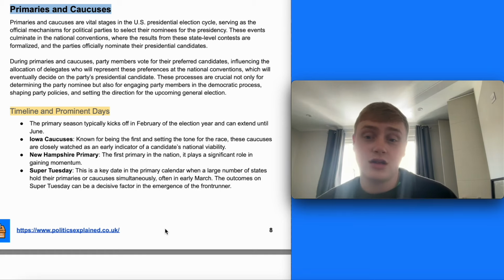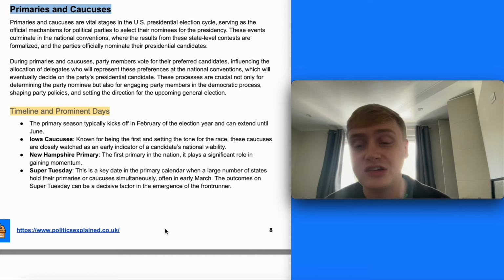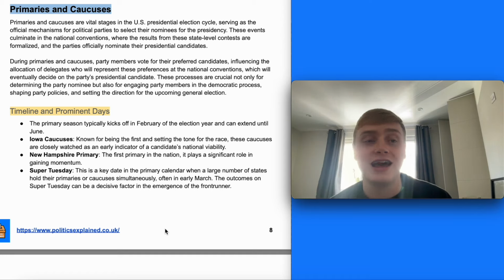Then the more important side is primaries and caucuses, and this is once you get into the election year. So they serve as the official mechanisms where political parties select their nominees for the presidency. These events culminate in the national conventions, where the results from these state-level contests are formalised and the parties officially nominate their presidential candidates. During primaries and caucuses, party members vote for their preferred candidates, influencing the actions of delegates who will represent their preferences at the national conventions, which will eventually decide on the party's presidential candidate.